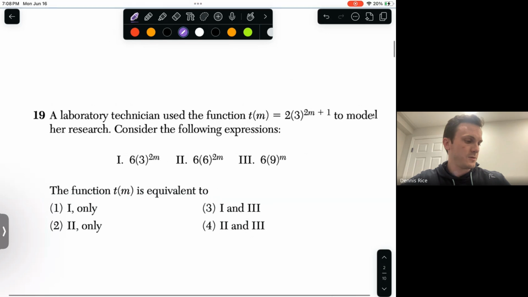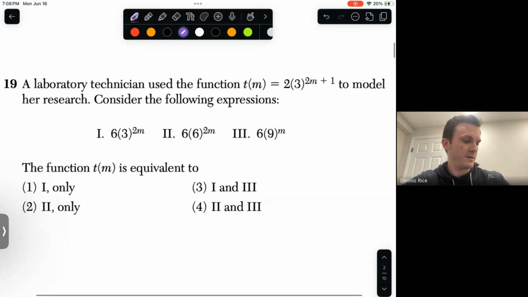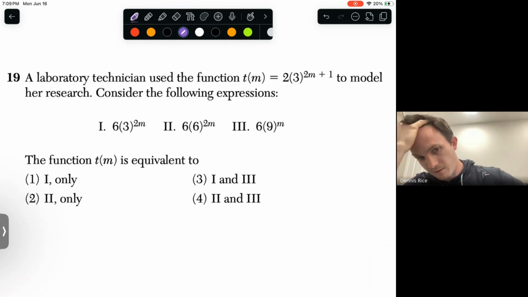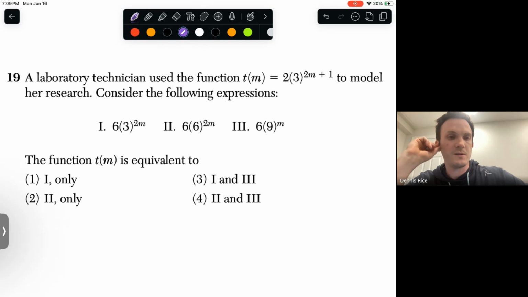All right, let's try one of these. We've talked about a lot of calculator alternatives for these. Roman numeral questions, always scary looking right off the bat, right? A lab technician used T of M, blah, blah, blah, to model her research. Consider these expressions. Which of these are equivalent to T of M?